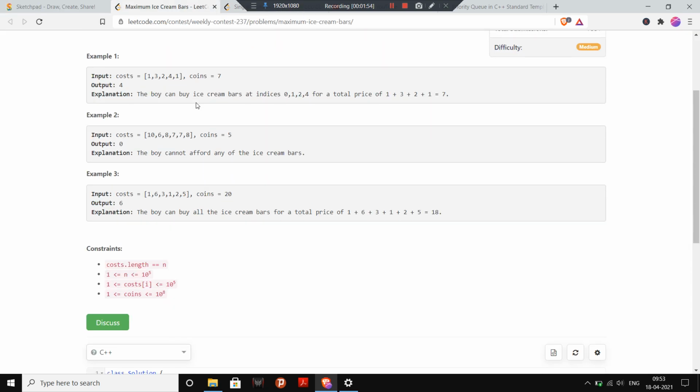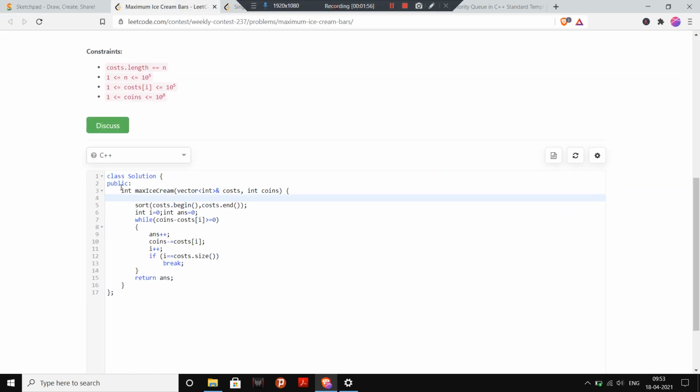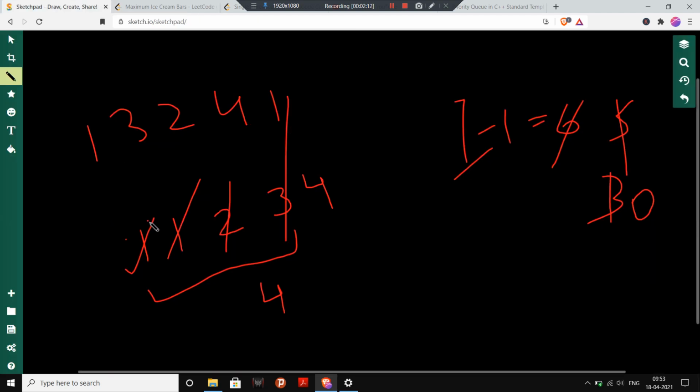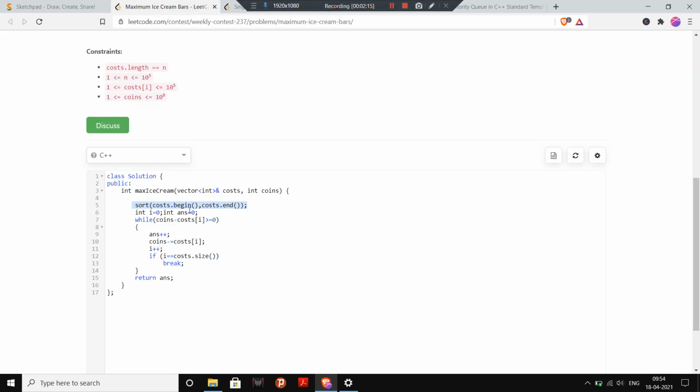So we are going to use the similar thing in the code also. What I have done is, we are initially given this cost vector and the number of coins. We sort our cost vector, 1, 3, 2, 4, 1. After sorting it becomes 1, 1, 2, 3, 4. Now we have int i equals 0 and int answer equals 0. Answer stores the maximum number of ice creams that we can buy, and i stores the index at which we are.